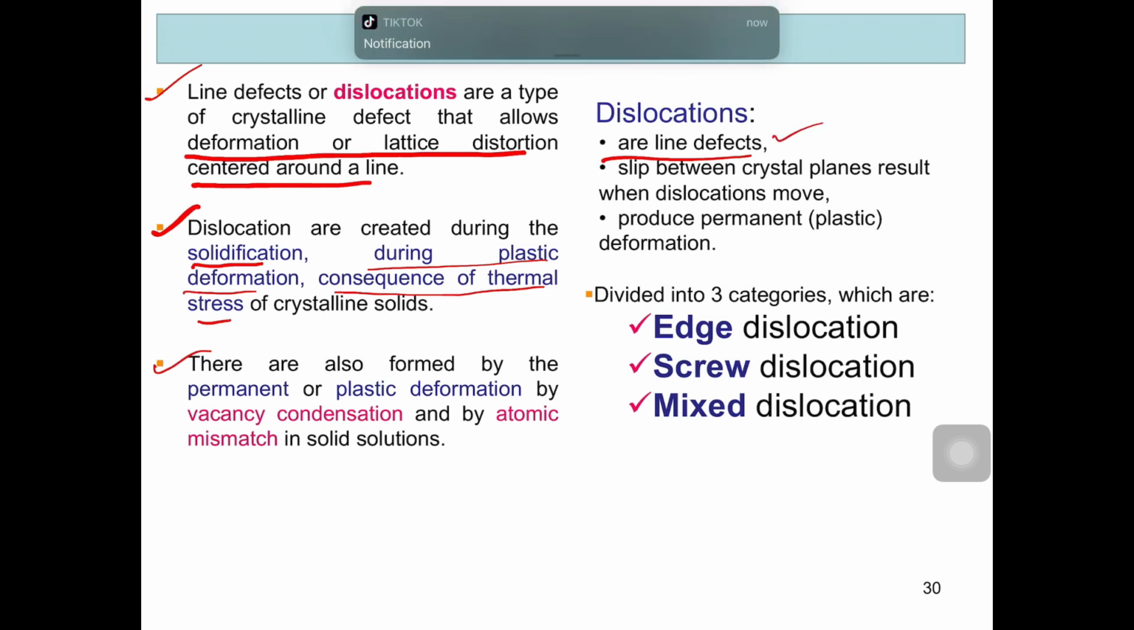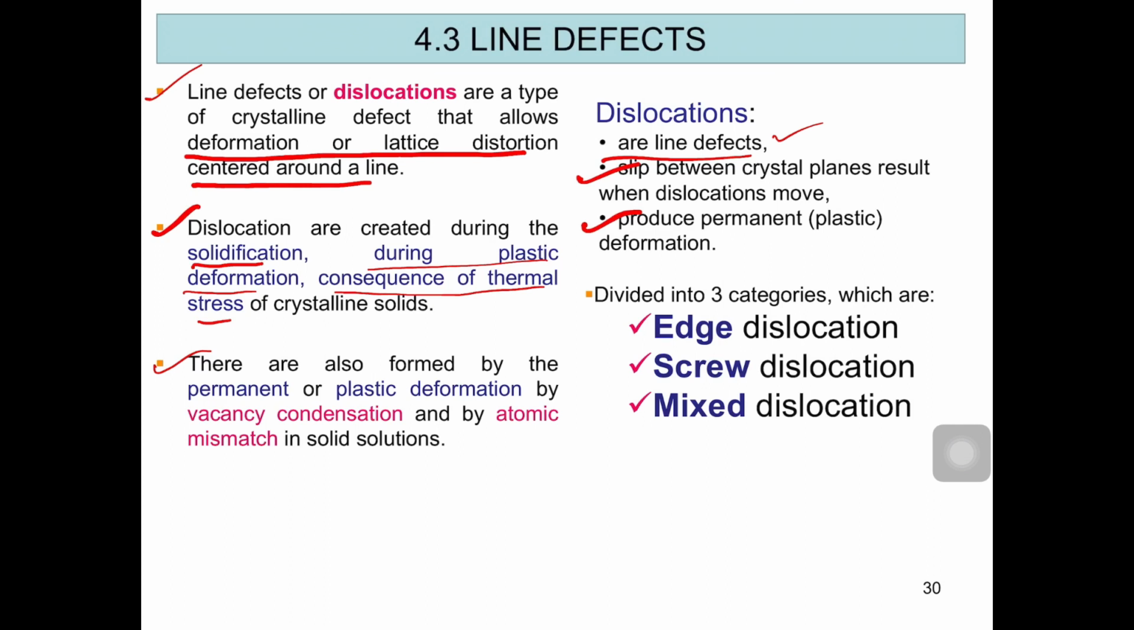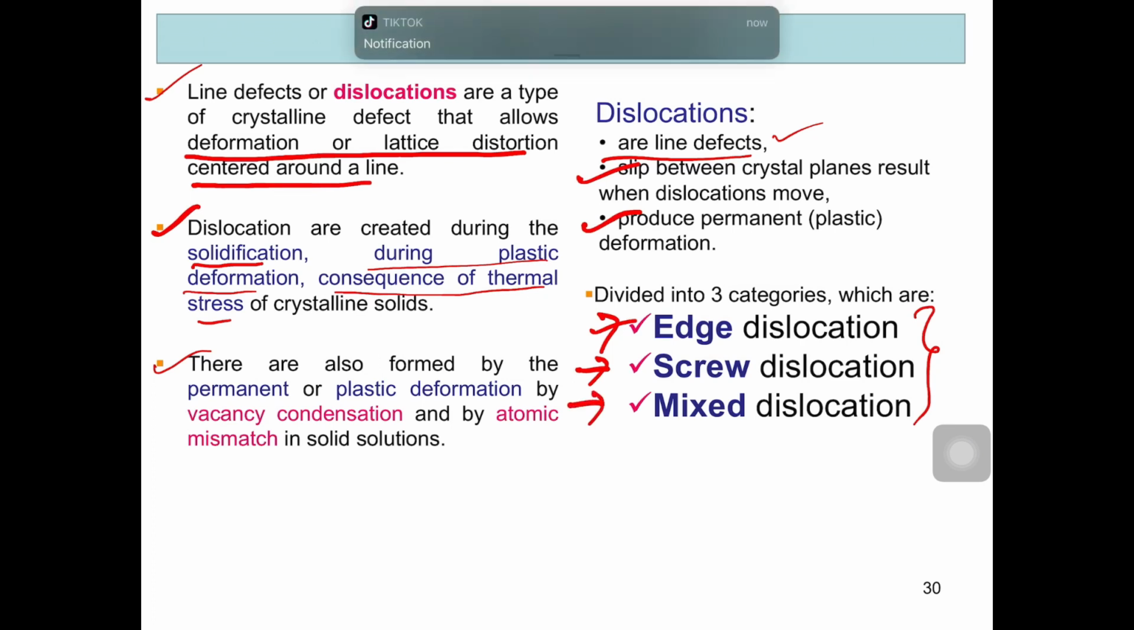Okay, and then slips between crystal planes result when dislocations move and produce permanent plastic deformation. That means that you cannot go back to the original one. Okay, in line defects, they are divided into 3 categories. The first one is edge dislocation. The second one is screw dislocation, and the third one is mixed dislocation. And then you compare with the point.